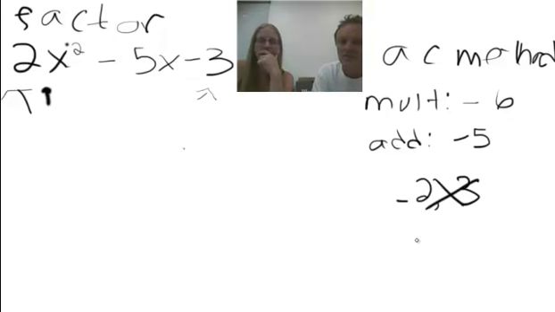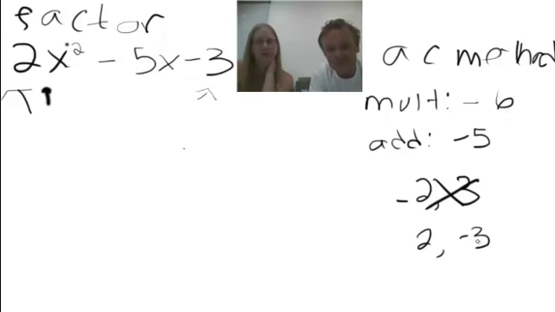Shucks. So next, we could try positive 2 and negative 3. Let's give it a try. That gives you the negative 6, but still not the negative 5. So some students, you've got to think of two other numbers that make 6 when you multiply.